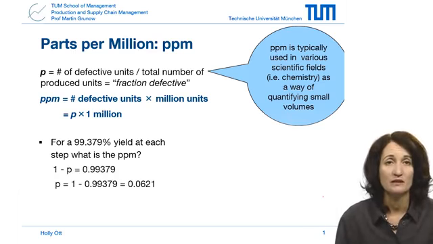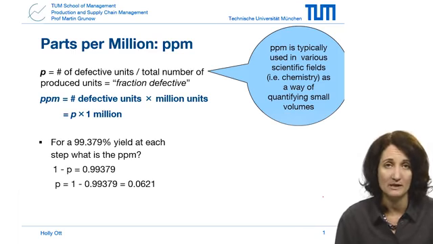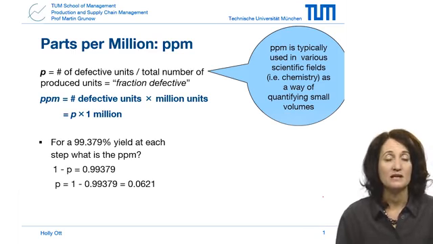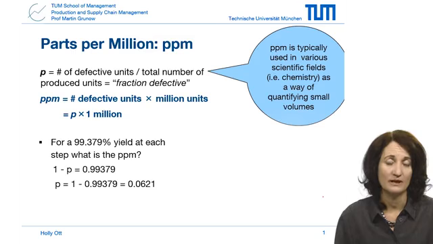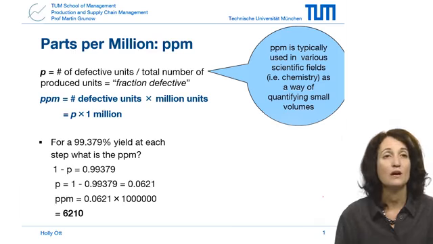Well, we have the yield at each step is going to be then 0.99379, which is equal to our 1 minus P. Then P is going to be equal to 1 minus 0.99379, or 0.00621. So the parts per million, as we said, we take that fraction defective, P times a million, and we end up with 6,210 parts per million defective.